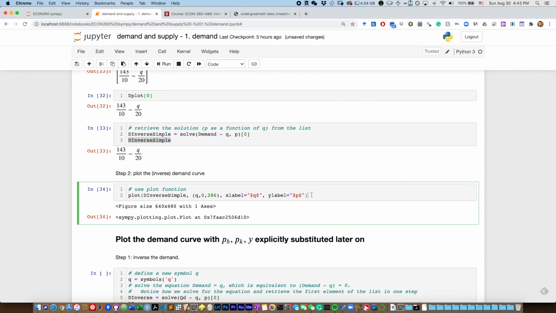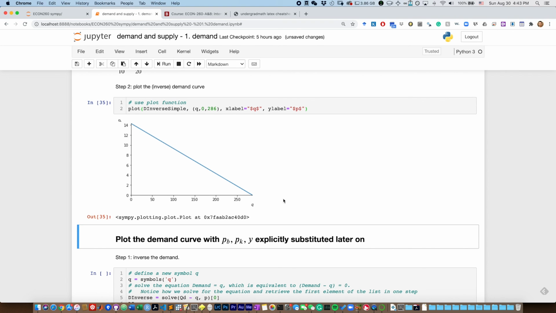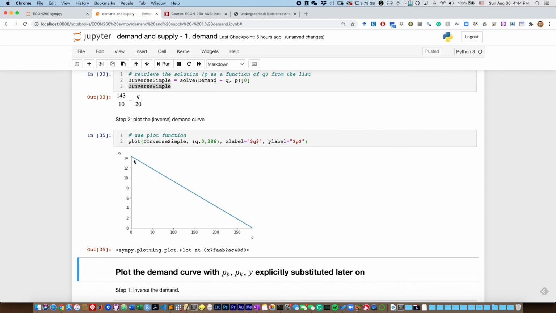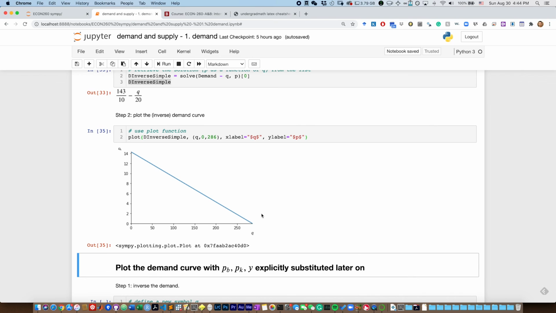And now let's run the cell. Sometimes the first time you run it, the output won't show. In that case, just run it again, and you should be able to see it. And voila, we have our demand function. Q on the horizontal axis, P on the vertical axis. The horizontal intercept is 286. The y-intercept is at 14.3. Exactly the way we want them to be.